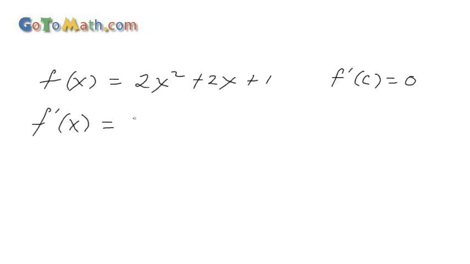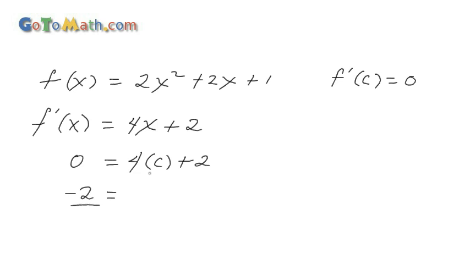So we've got 2 times 2 is 4x plus, and the derivative of 2x is just 2. And so we're going to set that equal to 0. We're going to plug c in for x here, because that's what this says, and then solve for c. In this problem, we bring the 2 over, it becomes negative, and then divide by 4, and you get c is equal to -1/2.